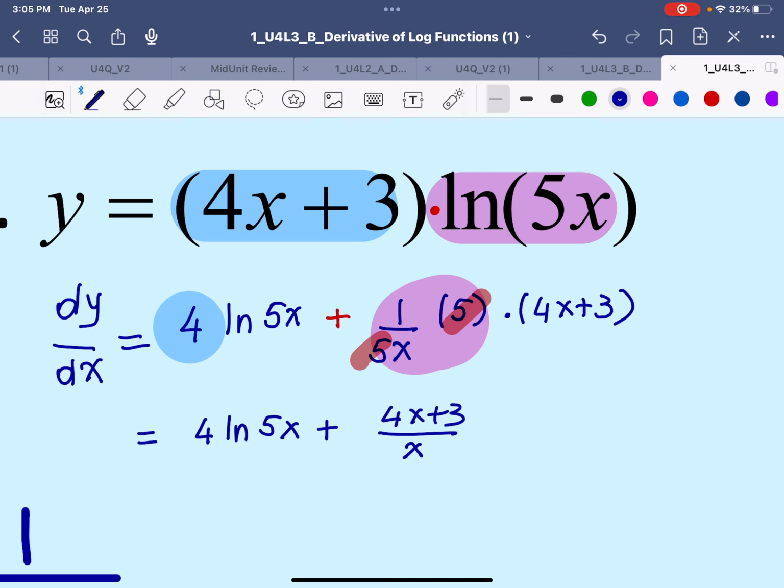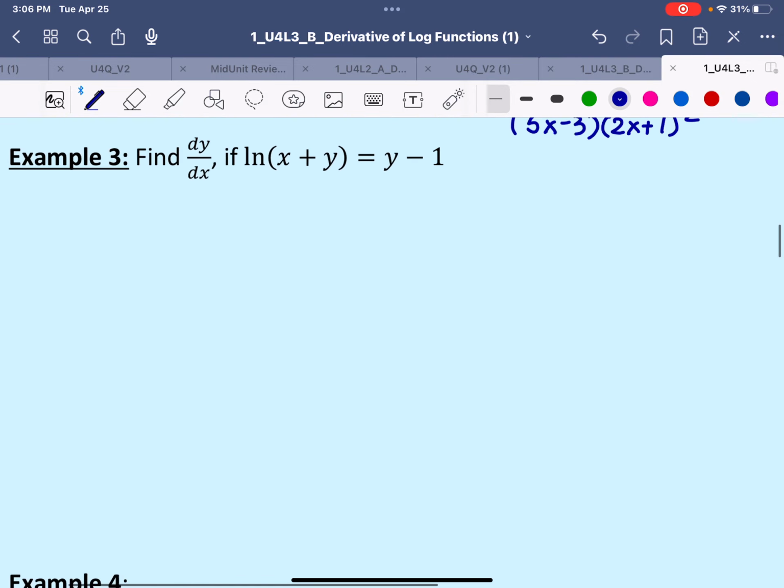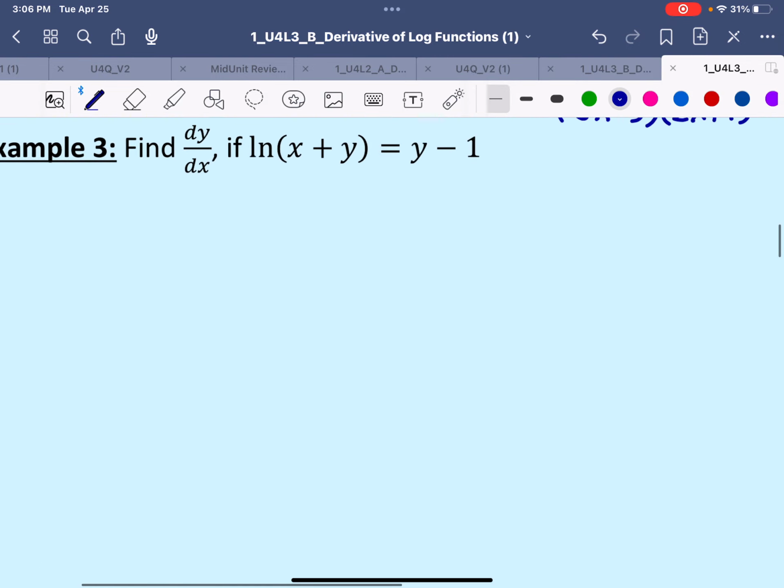And this is good enough, I would say. If we want to write it in a single fraction form, would be 4x ln of 5x plus 4x plus 3 over x. And that would be the answer for this derivative. Let's continue with another example. This time we have implicit differentiation.